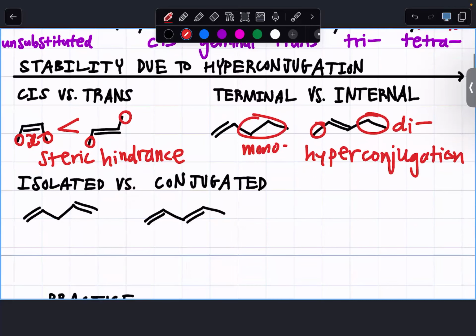Okay. Which one of these alkenes is more stable, the isolated one or the conjugated one? Yeah, conjugated, because these alkenes here can do conjugation or resonance, right? These double bonds are able to do resonance with each other. This cannot do resonance because there is an sp3 roadblock there blocking the resonance, right? So this is because of resonance or conjugation.